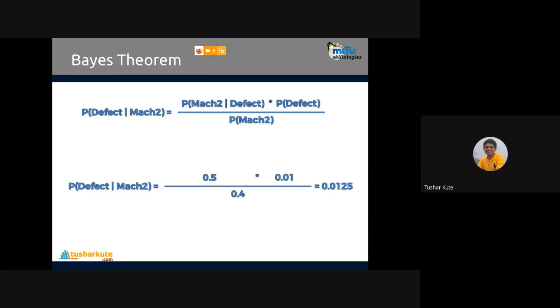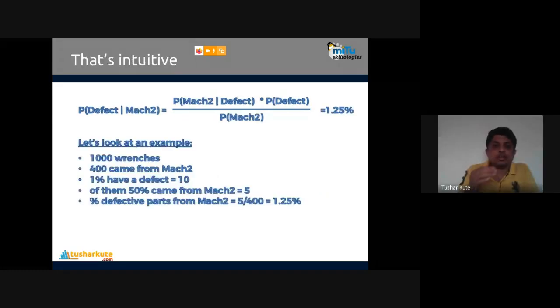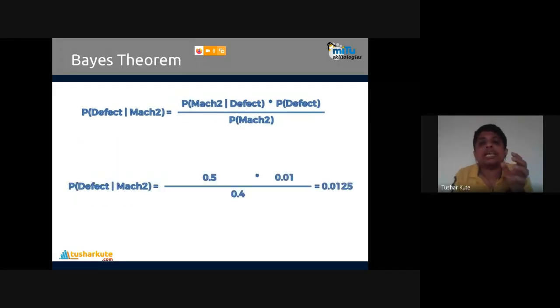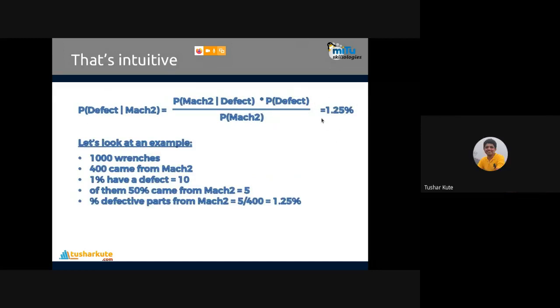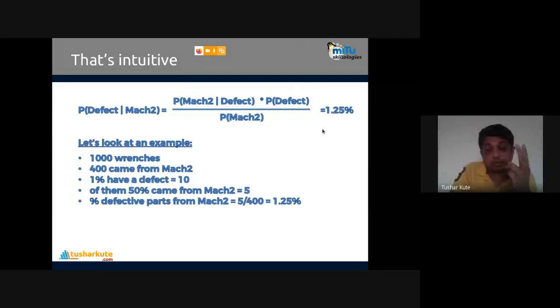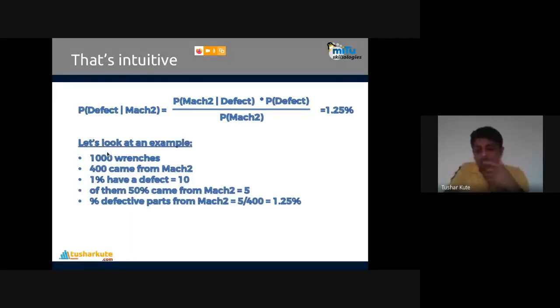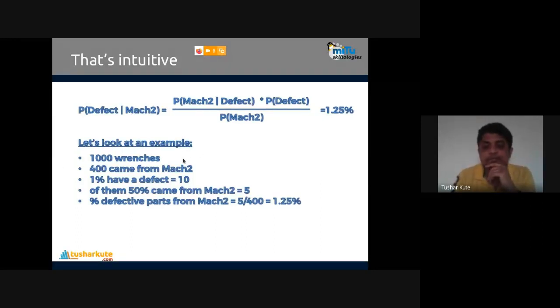Conditional probability. This is what Bayes' theorem will tell us: P of A given B is equal to P of B given A into P of A divided by P of B. That's what we are going to use. And let's see another angle. We'll put real-time values in that formula and see whether the result is correct or not. So our result is 1.25% for machine 2. Let's look at the example.